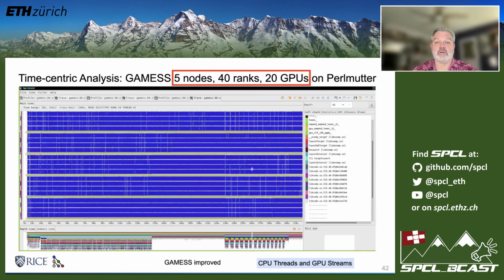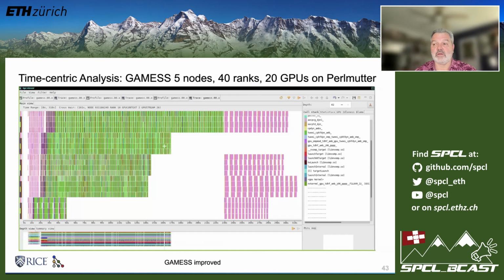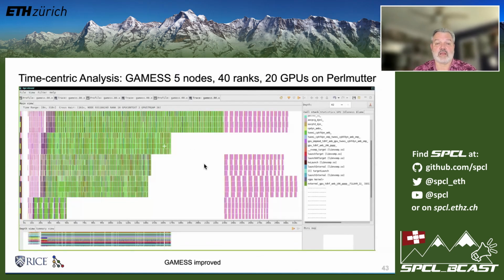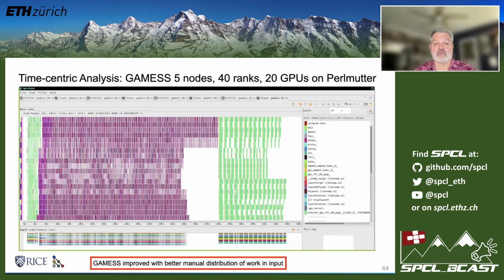And so then after they improved the program, we looked at it on a larger scale on 5 nodes with 40 ranks and 20 GPUs. Collapsing out, so getting rid of the CPU threads and just looking at the GPU streams, we could see here that there's a major load imbalance. Obviously this group of 4 GPUs has much more work than the group at the bottom. And so the load imbalance was a serious problem. And so then we sent the application team back to look at how to use bin packing to do a better job. And so they worked on improving their load imbalance.